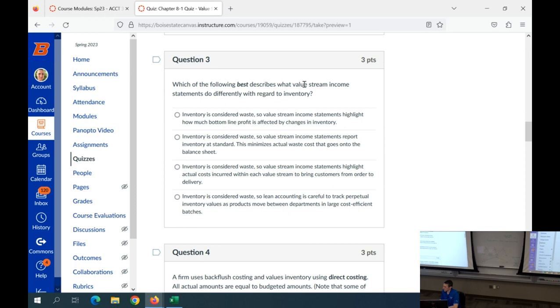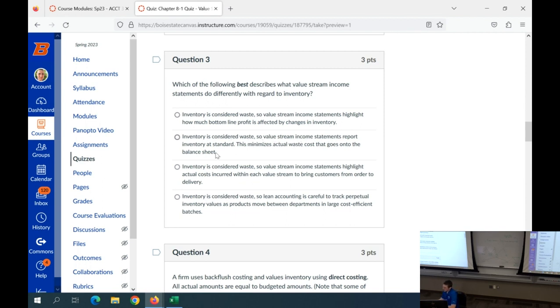Which of the following best describes what value stream income statements do differently with regard to inventory? All right. Look, they all start with inventory is considered waste. So we know that's true. Value stream income statements highlight how much bottom line profit is affected by changes in inventory. That sounds like the adjustment at the bottom of the value stream income statement to me. So maybe that's a good answer. Let's keep going.